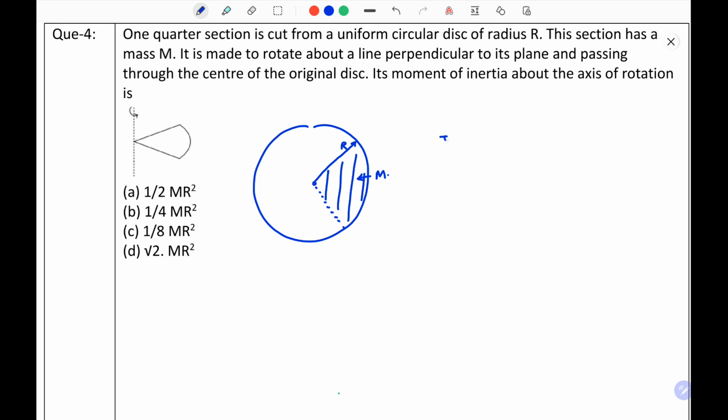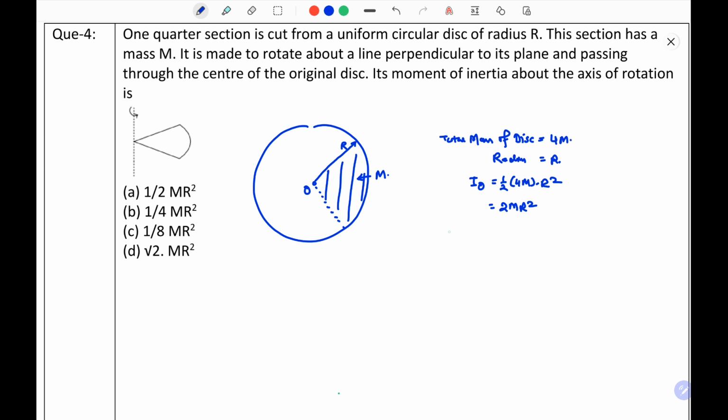So we can say that the total mass of the disk will be equal to 4 times of the M, and the radius of the disk is R. So the moment of inertia of the disk about the center O, through which the axis of rotation is passing perpendicular to the plane of the disk, is 1 by 2 mass of the disk, which is given 4M, into R square. So it is equal to 2M R square.